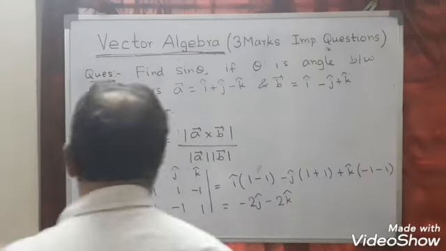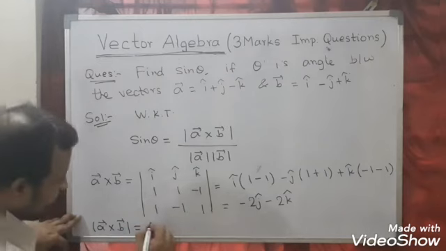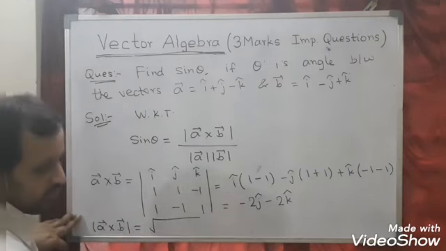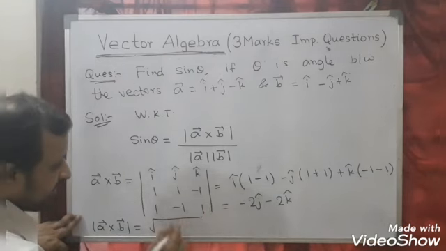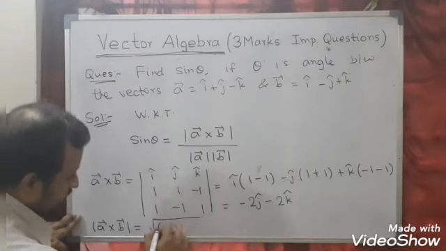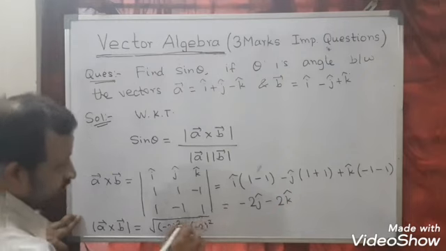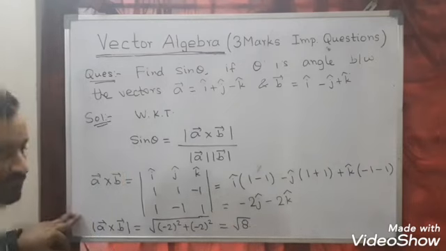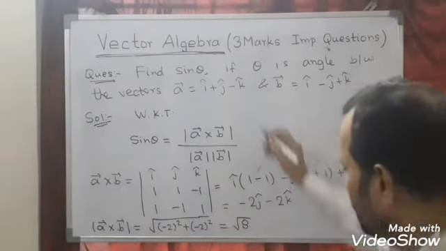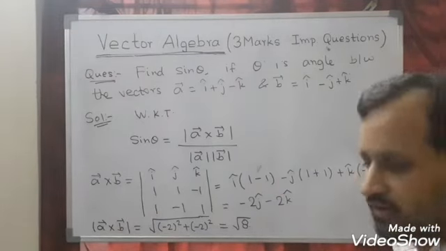Next we have to find the magnitude. The magnitude of A cross B is equal to the square root of the coefficient of i squared plus the coefficient of j squared plus the coefficient of k squared. So minus 2 squared plus minus 2 squared, here 4 and here 4, 8. So it is root 8. So A cross B we got, and the magnitude we got is root 8.